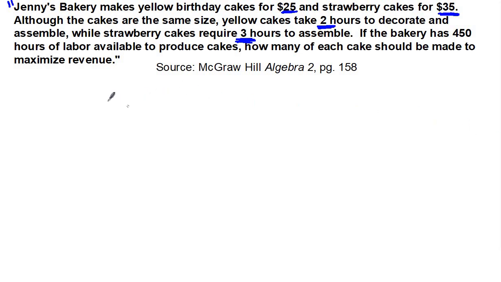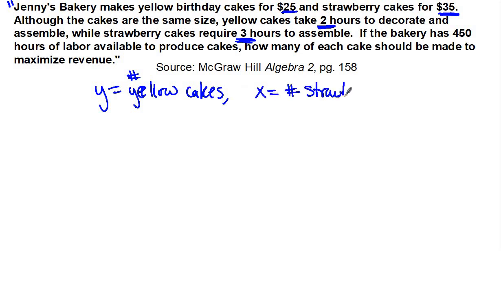So we'll make two variables here. It doesn't really matter which we pick. We'll let y stand for yellow cakes, so number of yellow cakes. And I would draw that in the yellow color, but you wouldn't be able to see it against the white background. And then we'll let x stand for number of strawberry cakes. Okay, so yellow cakes and strawberry cakes. All right, so how do we do this? Well, the first constraint, this is a real life example, the first constraint is that y has to be greater than or equal to 0, and so does x.